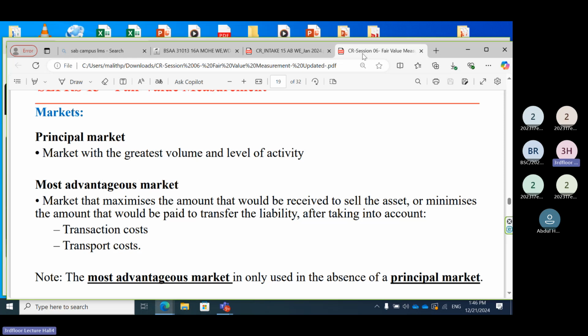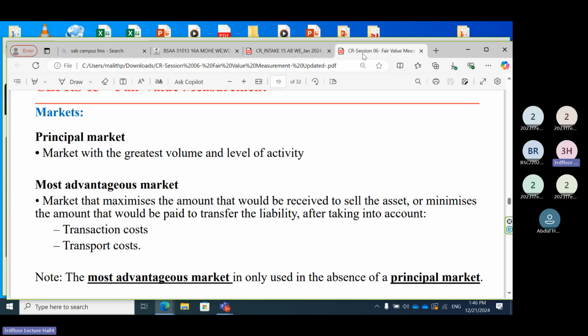Right? So once you are making that decision, you need to consider the net outcome to the organization. The market that maximizes the amount to be received to sell an asset, or minimizes the amount that would be paid to transfer a liability, after taking into account transaction costs and transport costs. Transaction costs and transport costs.